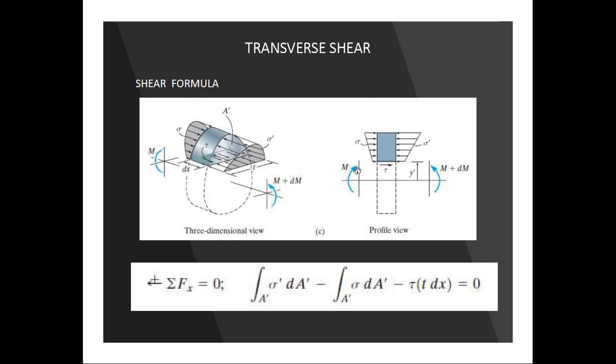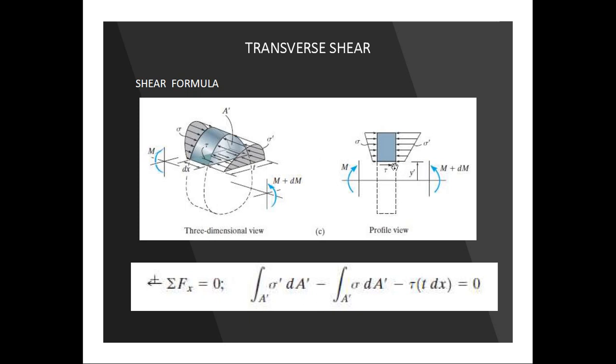and this sigma dash is the bending stress distribution due to M plus dM. So why are we taking up to this only? Because we are calculating only up to this point. From the top to this point you have to take the value of the stresses, meaning the distribution. So this area is A dash, the area above the line.